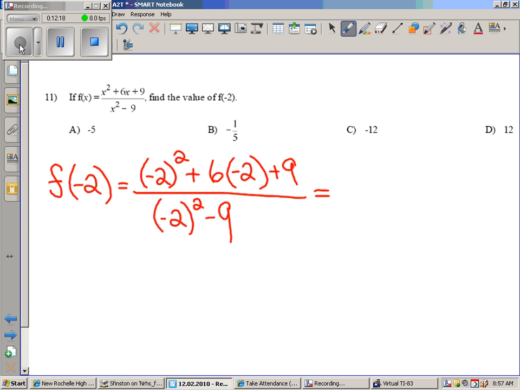Now let's do this math without a calculator. -2 squared is what? 4. And what's 4 plus -12? What's -8 plus 9? Good. The bottom. What's 4 minus 9?